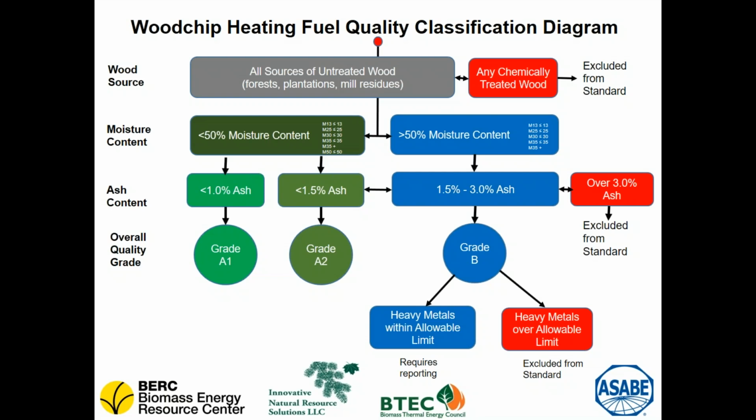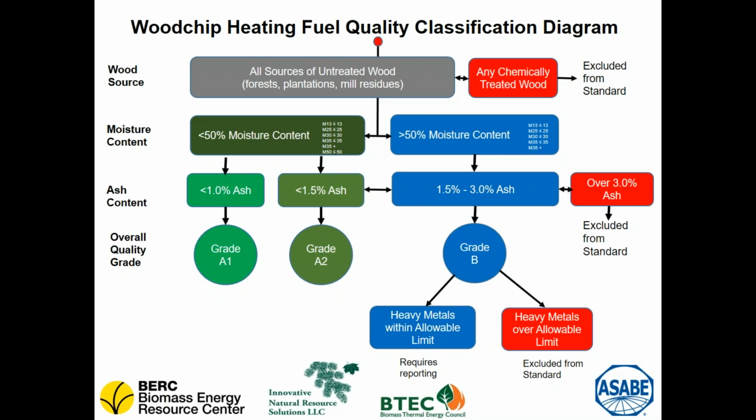But those excluded in the red boxes, it's important to note that while they fall outside the range of this standard for a wood chip heating fuel, they still may be very suitable for many other uses that wood chips are commonly used for: power plant, boiler fuel, compost, mulch, you name it. They're just excluded from the heating fuel under the standard.